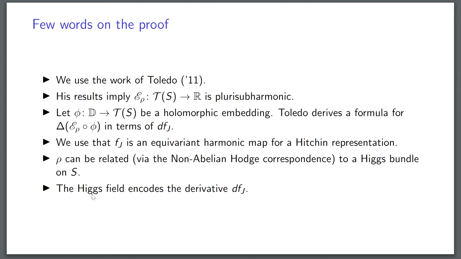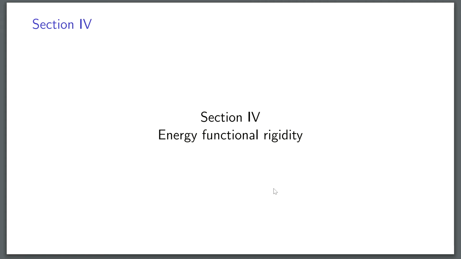And this is the extra information that we use. We know rather explicitly what the Higgs field looks like, and we plug this information into the formula that is derived by Toledo. And this information is enough to conclude the strict positivity of this term here. And that's the, well, the admittedly rather broad overview of the proof of this theorem. And with that, let's move on to the second part of this talk.